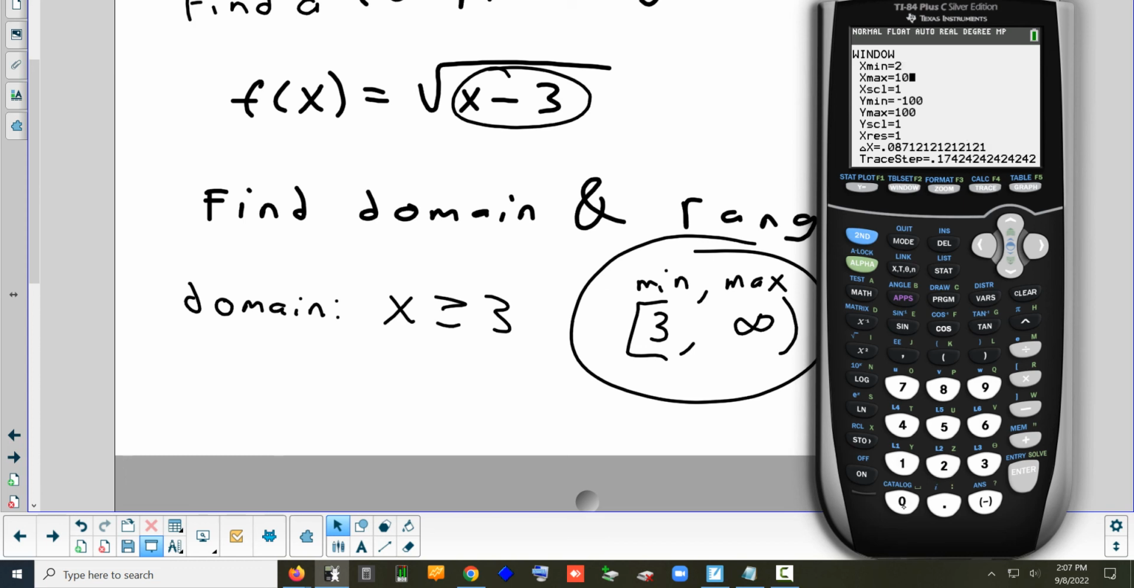Let's just do 10. Let's do the normal. And let's do the normal values for the y min and y max. Negative 10 and 10. So that's what you want to put in for your window. The only thing we adjusted from the standard value was the x min. Put it on 2. And hit graph.